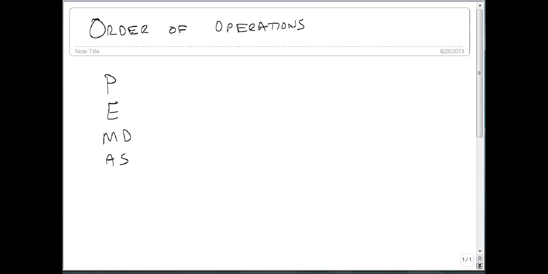We are now going to talk about order of operations. The order of operations is the means by which we should attempt to evaluate expressions.